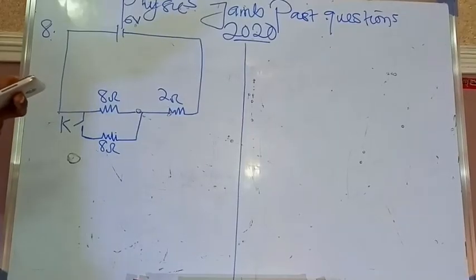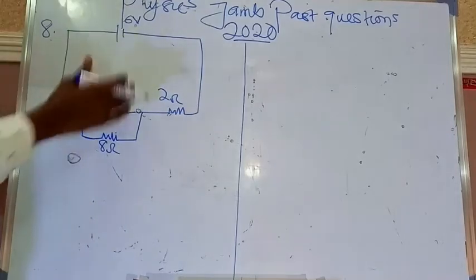Question number 8. The effect of closing the key in the circuit shown above would be to: A. Increase the current by 0.4 ampere, B. Reduce the current by 0.4 ampere, C. Increase the current by 0.6 ampere, and D. Reduce the current by 0.6 ampere.